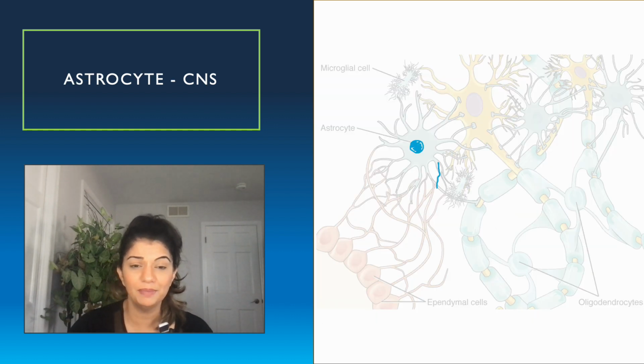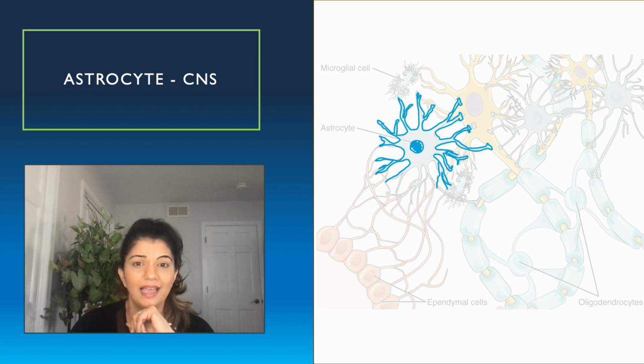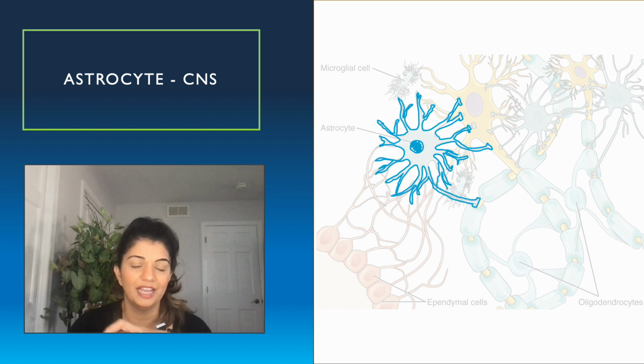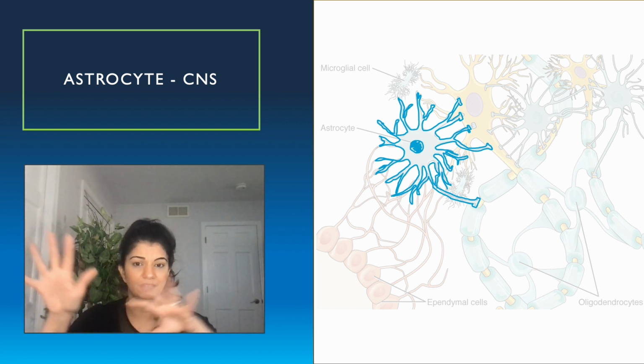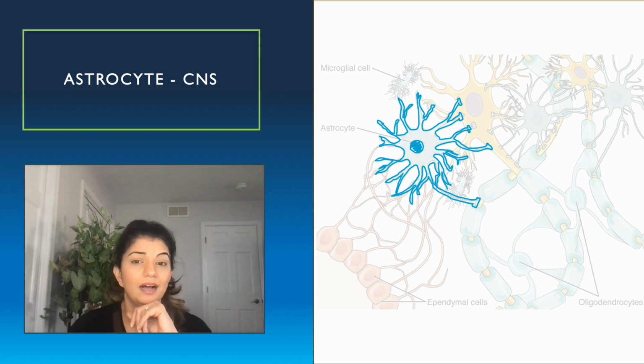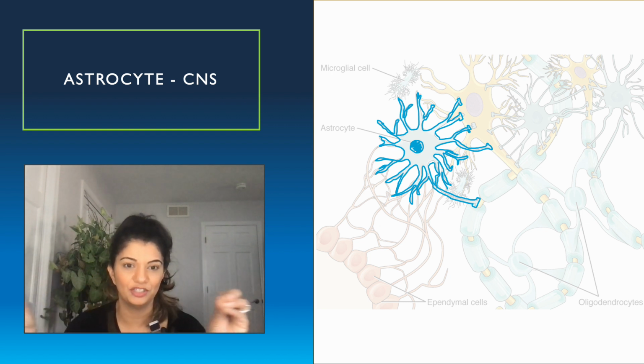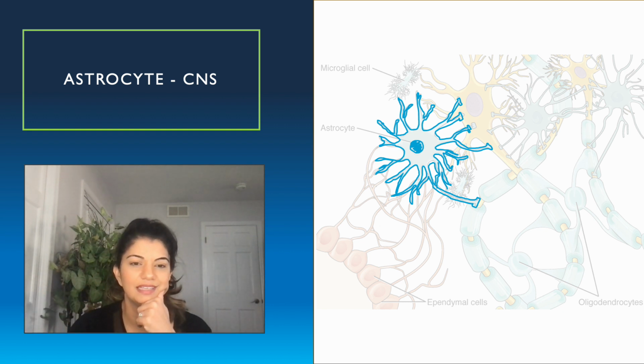All right, let's take a peek at astrocytes. Now, astrocytes are found in the CNS, and they're so named because they have this star-shaped property. And they have many processes that extend from the main cell body. They're not axons or dendrites like neurons, they're just called extensions. And these processes extend to interact with neurons, blood vessels, or connective tissue that covers the CNS, specifically the pia mater.